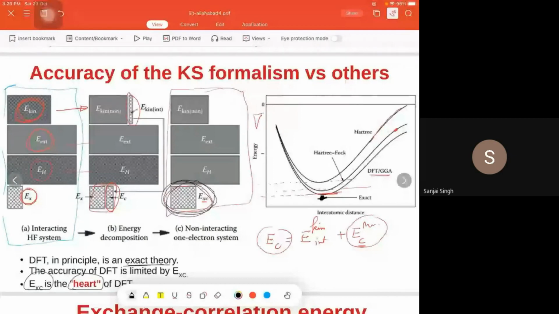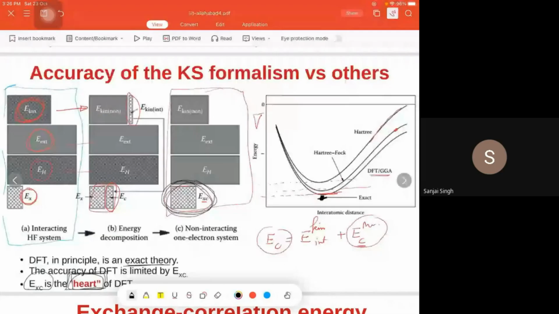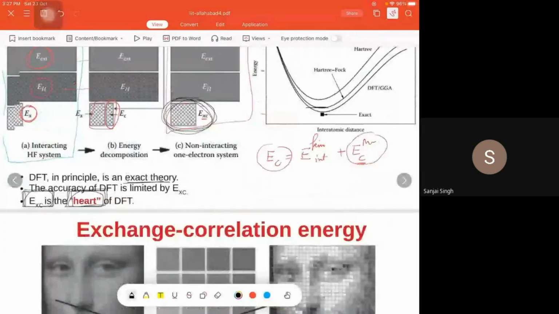It's like the heart is the main organ of the body, right? Without it we can't function, right? It's the same thing here. If you include this properly... don't go blindly with the DFT. If you make a mistake in choosing this functional, the results that you will be getting may not be accurate, in the sense that you are not at the ground state.